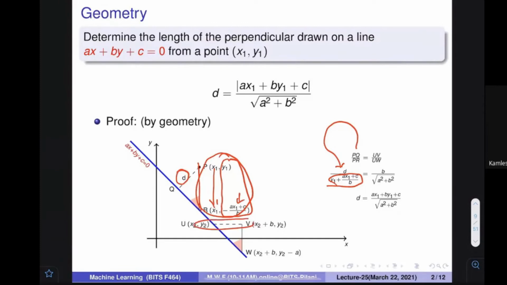UV, by construction we have put it as B. So it is B divided by UW, the distance between these two points. You know that x2, y2 and x2 plus b, y2 minus a. So the distance is going to be under root a square plus b square, the difference, the Euclidean distance formula.